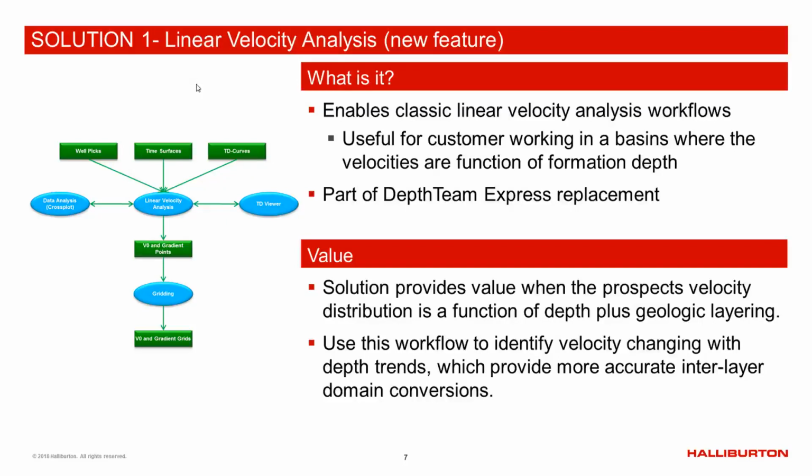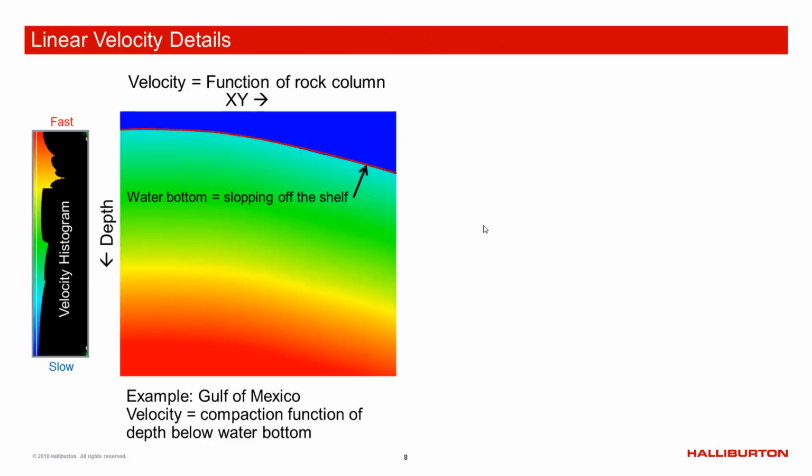Now, this is new to Decision Space velocity modeling. It's not new to Depth Team Express. So we have a bunch of Depth Team Express replacement features in this release that we're quite excited about. And the big feature here, linear velocity analysis, is great for people working in basins where the velocity is a function of depth, or maybe a function of geologic layering due to depth. When we define these functions, it gives us a more accurate velocity model in between the layers as well. So let me just do a quick cartoon showing what we mean by linear velocity analysis.